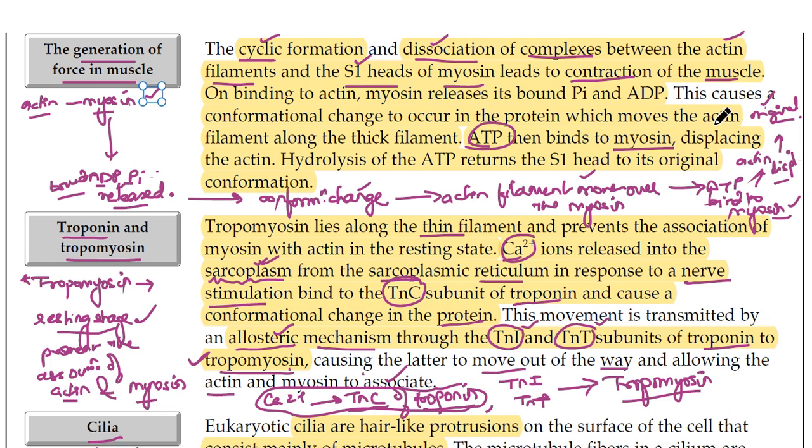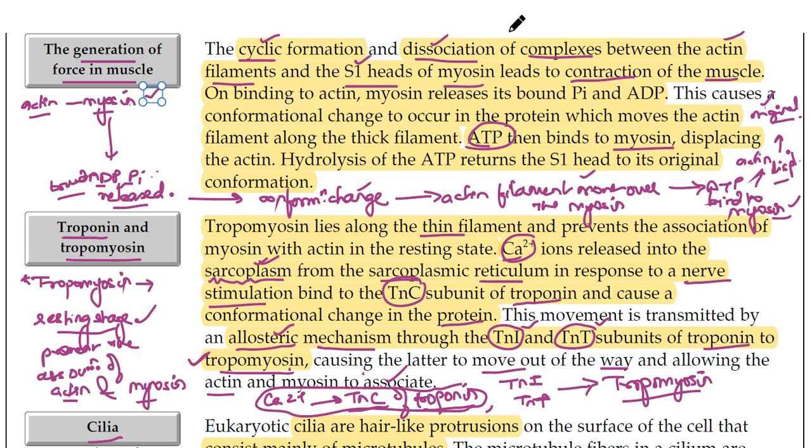Next is troponin and tropomyosin. In the resting stage, when there is no stimulation, tropomyosin prevents the association of actin and myosin. Whenever there is nerve stimulation, calcium ions are released from the sarcoplasmic reticulum into the sarcoplasm.